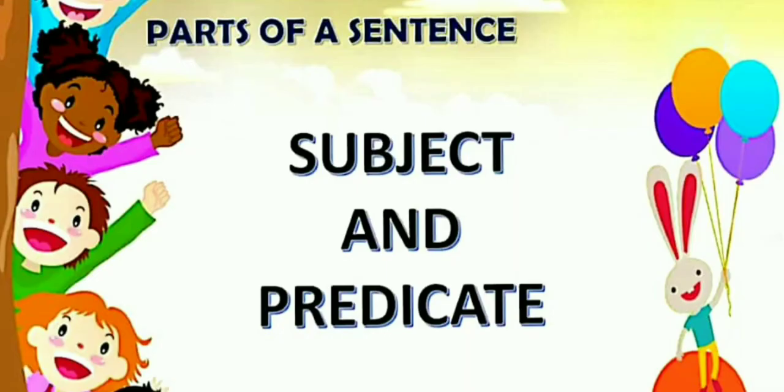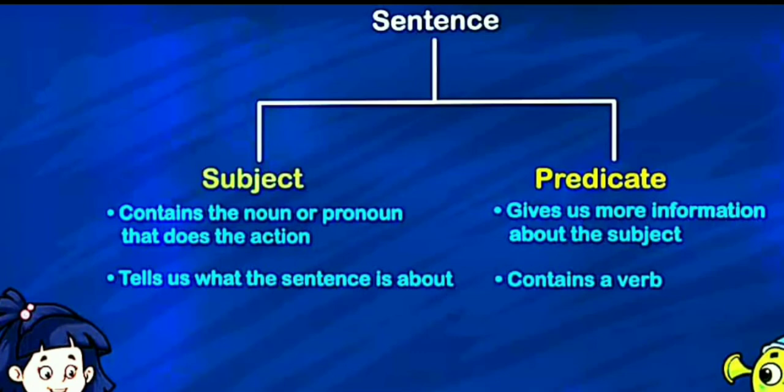Now let us quickly revise what we studied in this video. So we studied that a complete sentence has two parts, that is subject and predicate. As I told you, the subject contains the noun or pronoun that does the action, and it also tells us what the sentence is about. Then we studied about predicate. It gives us more information about the subject, and it always contains a verb.